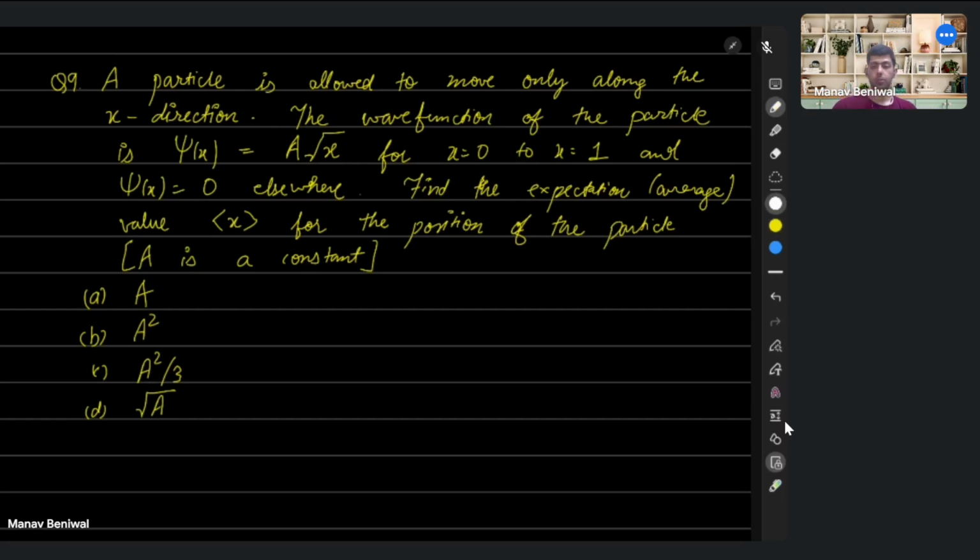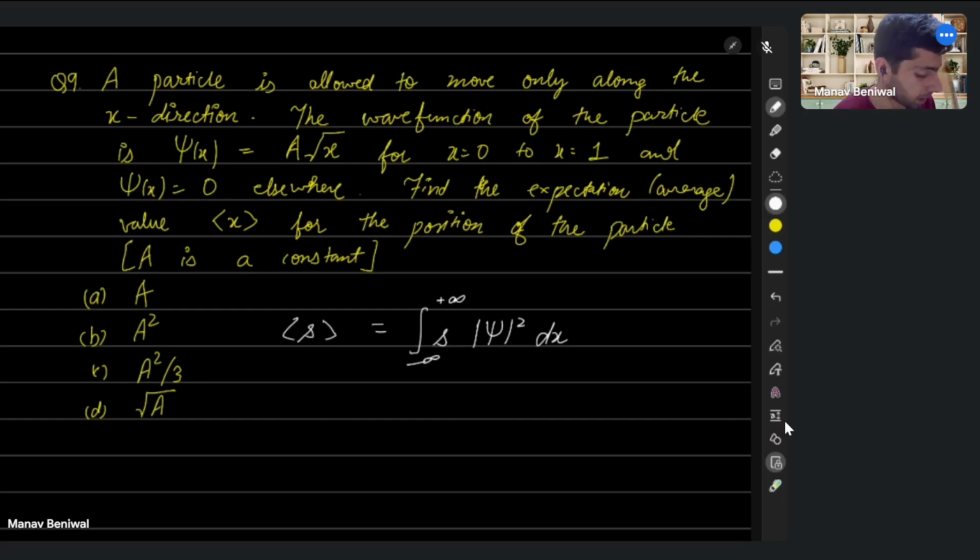Okay, so how do we go about solving such a problem? So we should know that for any given quantity s, the expectation value is defined as the integral of s times mod psi squared dx from minus infinity to plus infinity. Okay, this is how we define the expectation value.